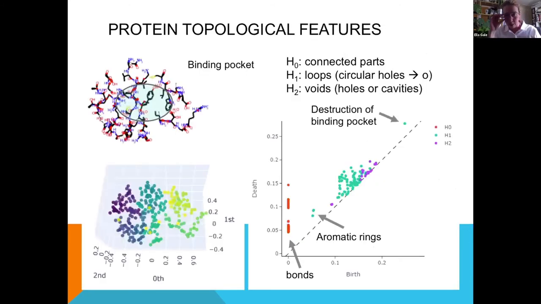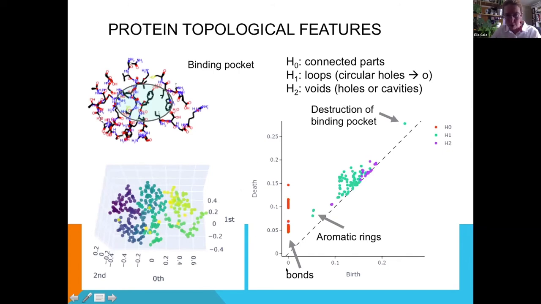I'll give you an example of how this works. Here is a protein binding pocket. We keep the points where all the atoms are. We throw away all the information associated with those points, so what atom they are, how heavy they are, anything like that. And we end up with a point cloud, which you see down here on the left. We do what we did before: we expand around the blobs and then count. We can count the connected parts, the loops, which are the 2D circular holes, and the voids, which are slightly more complex 3D holes.